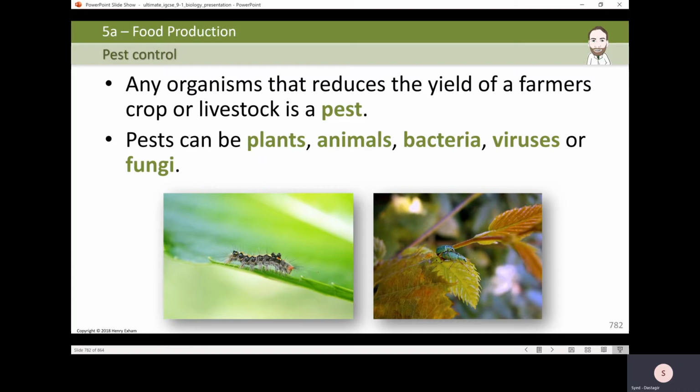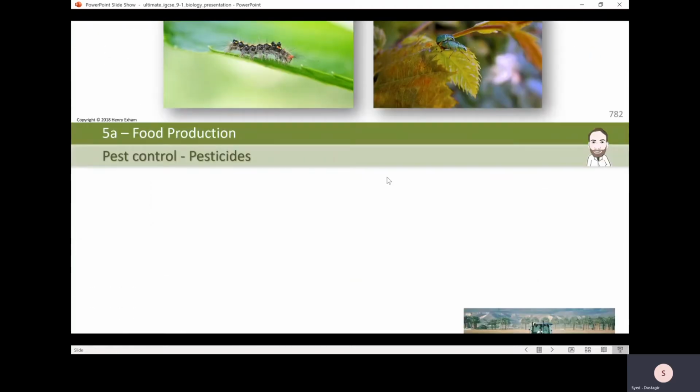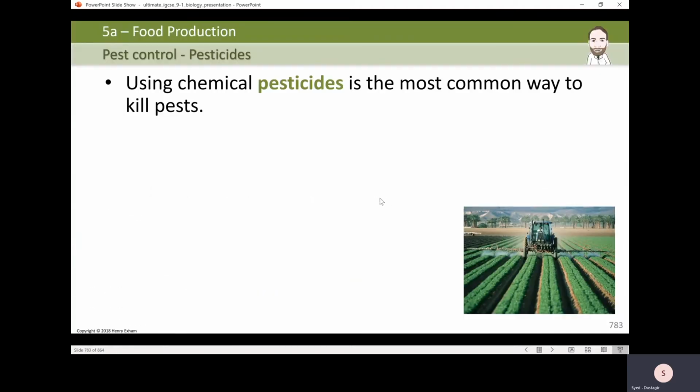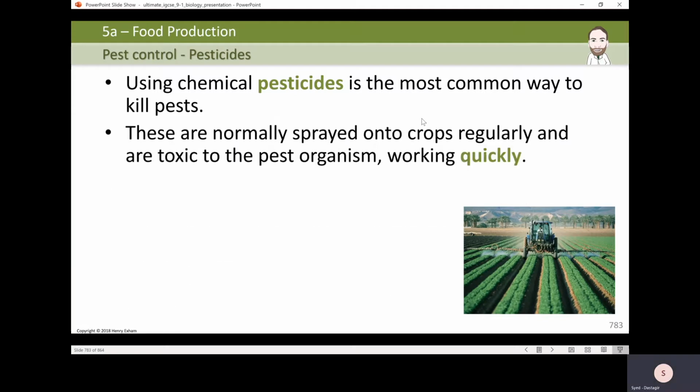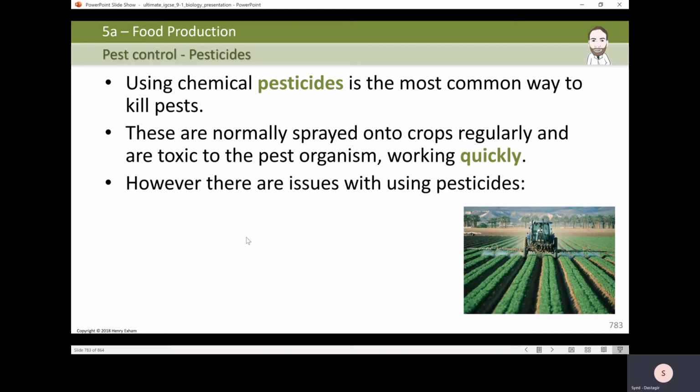Animals come and eat your crops. Bacteria, viruses, or fungi all damage the amount of your crops. So using chemical pesticides, something that kills the pest, it's the most common way to kill the pests. They're sprayed on crops, as you can see from the picture, regularly, and they are very toxic to the pests, and they work quickly, so they kill them.